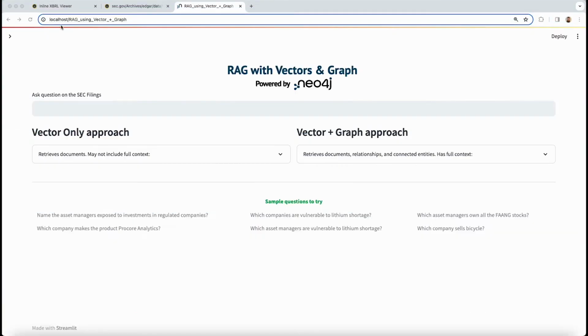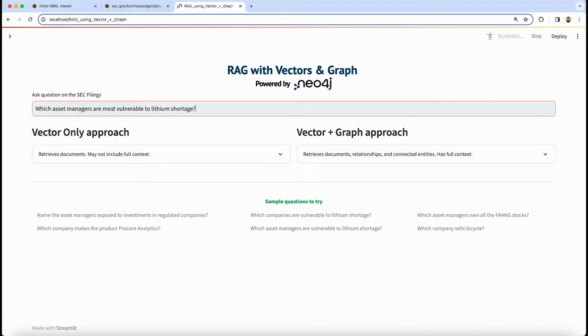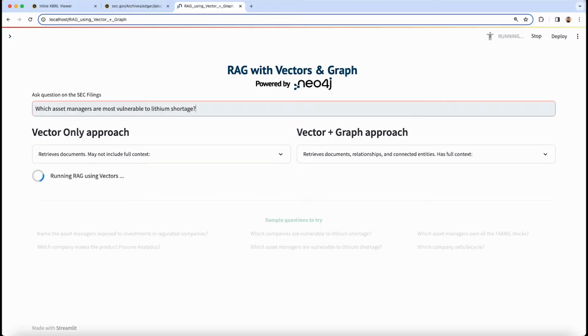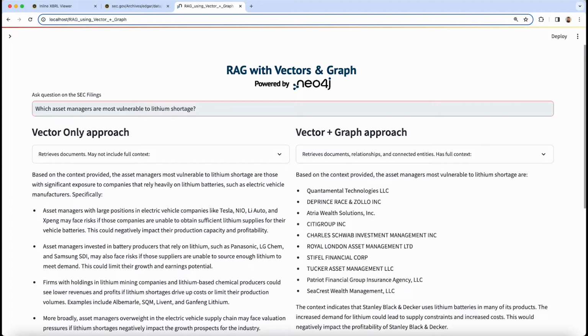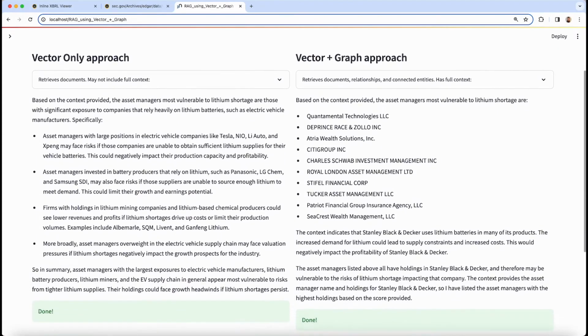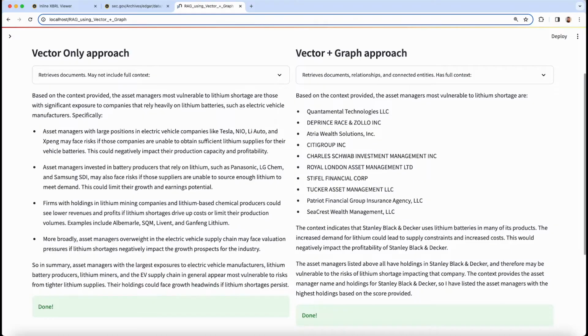Consider a question: which asset managers are most vulnerable to a lithium shortage? We can run both a vector-powered RAG with just using the vector index, as you'd see with a vector database, and also a vector plus graph approach with the graph, traversal, and pattern matching technology in Neo4j on top of a vector index. And what we'll see in the vector-only approach is that while we get a general answer around the types of asset managers that might be vulnerable, we lack a specific list because we're missing the context around which asset managers own which companies.